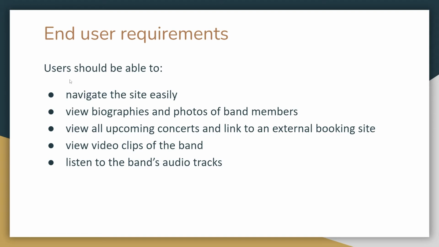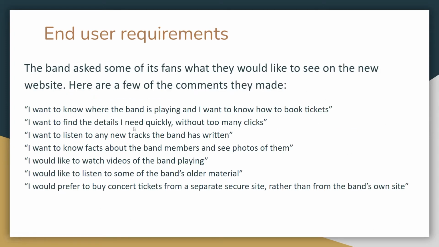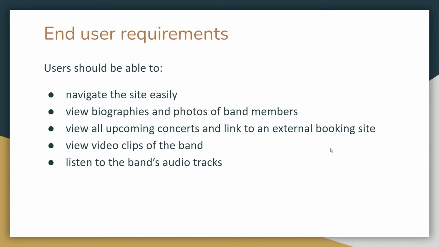So these end users that we've just interviewed, what would they like to be able to do? Navigate the site easily, view biographies and photos of band members, view all upcoming concerts and link to an external booking site, view video clips of the band, listen to the band's audio tracks, old and new. Now, where did we get this information? It was all mentioned in the interview, when we asked them, what do you want the website to do? They were like, oh, I'd like to be able to do this. I want to do this. I want to do that. So you only mention the things that they have mentioned. Only include things that the end users actually mentioned. So that's the end user requirements.